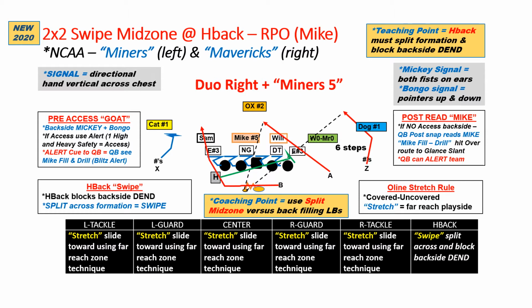So we have recognition of our post-snap read defender. The signal here is just your directional hand vertical across the chest. Real simple. Again, with the hand going up and down, but right across the chest. Minors 5, mid-zone left. Mavericks to the right.